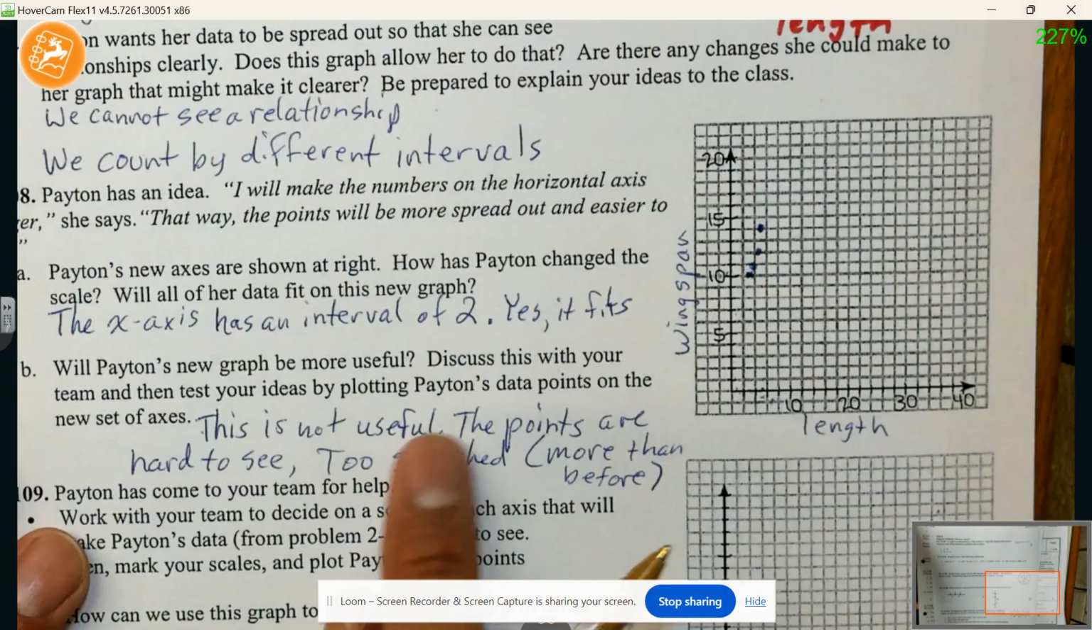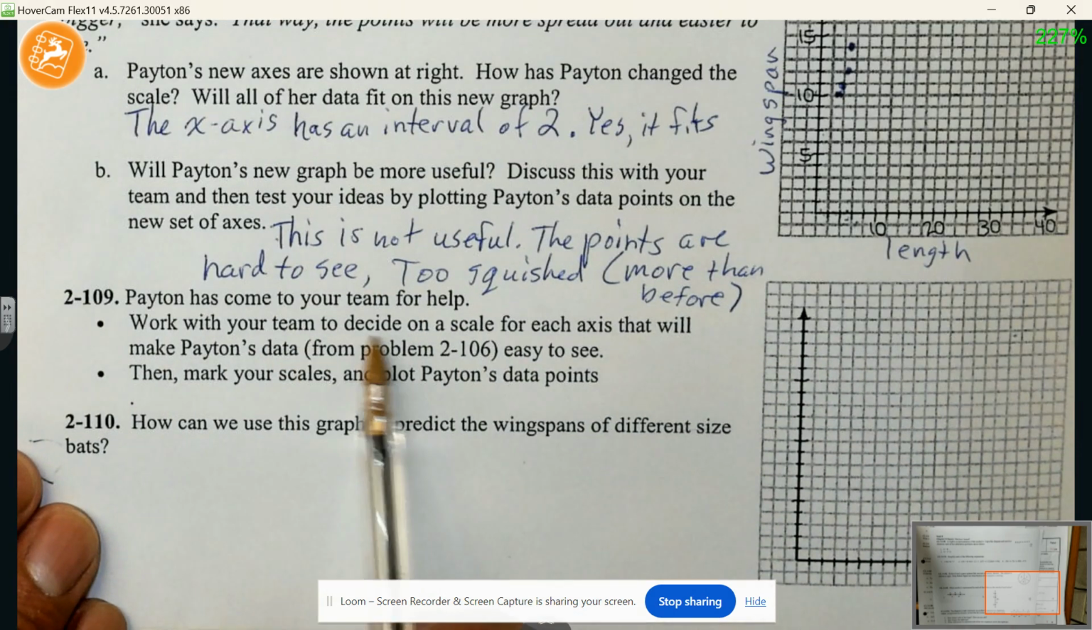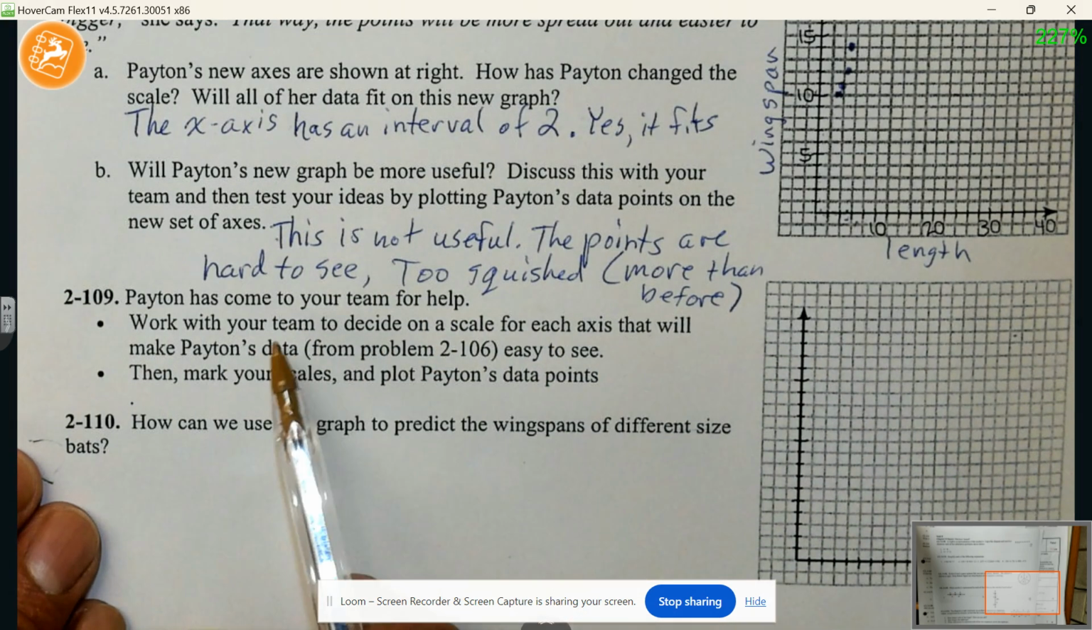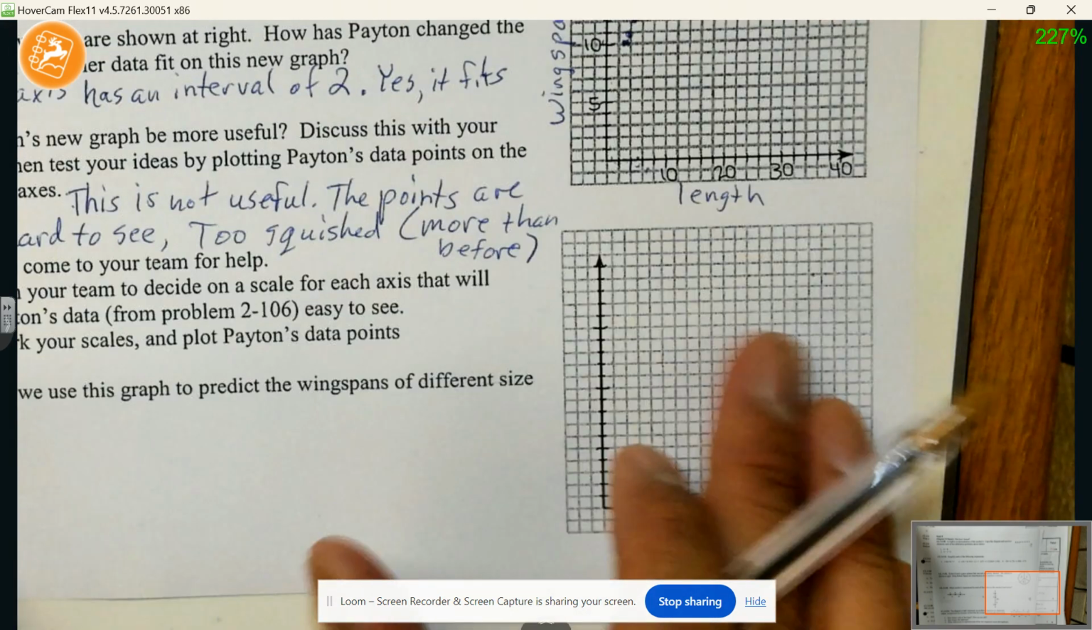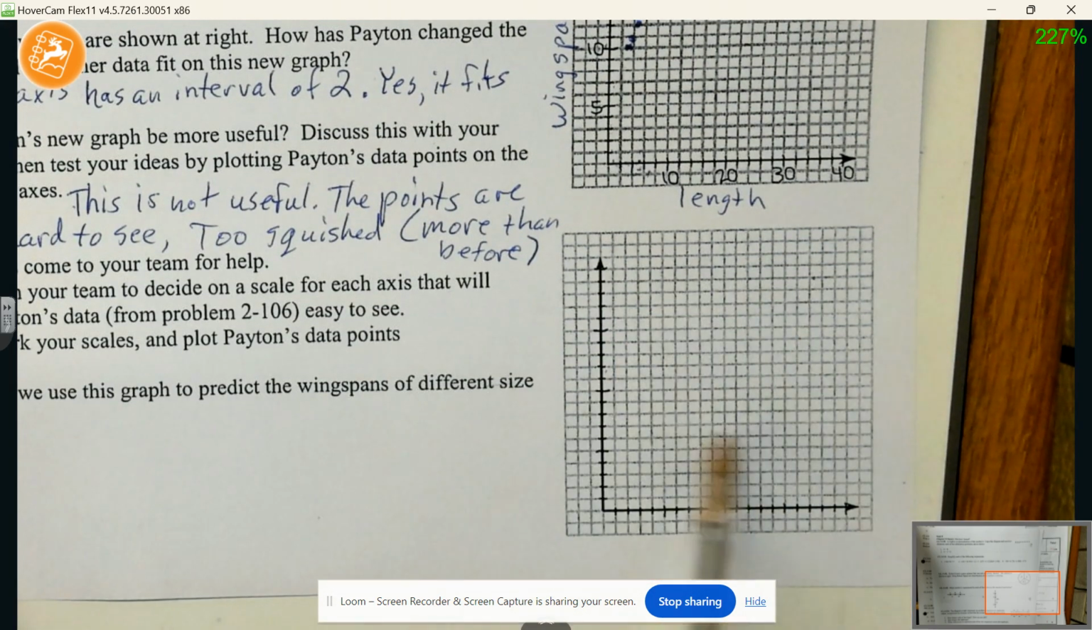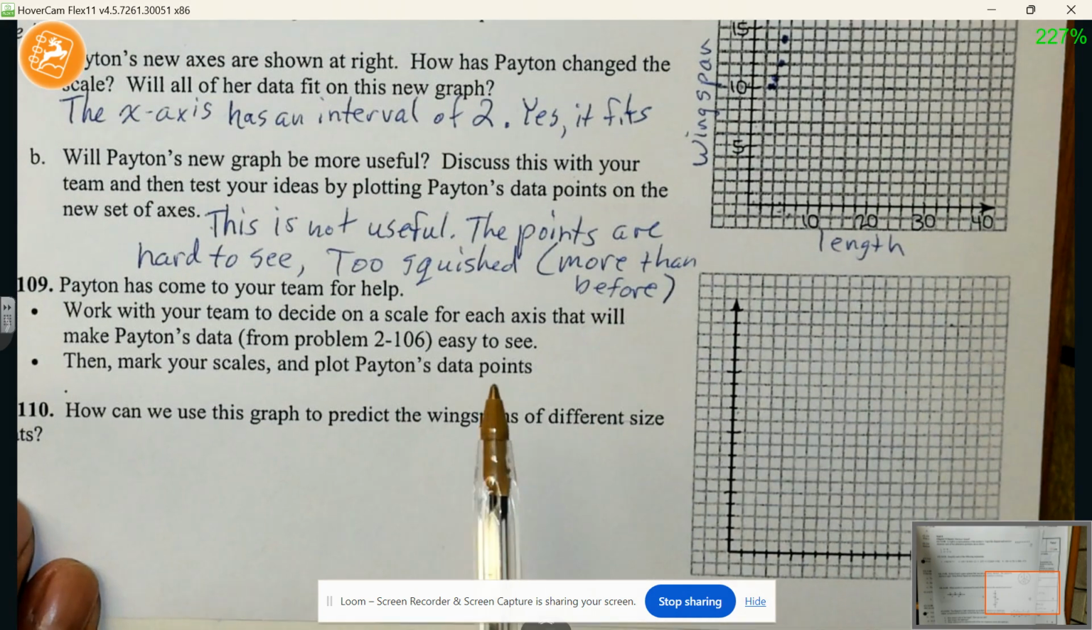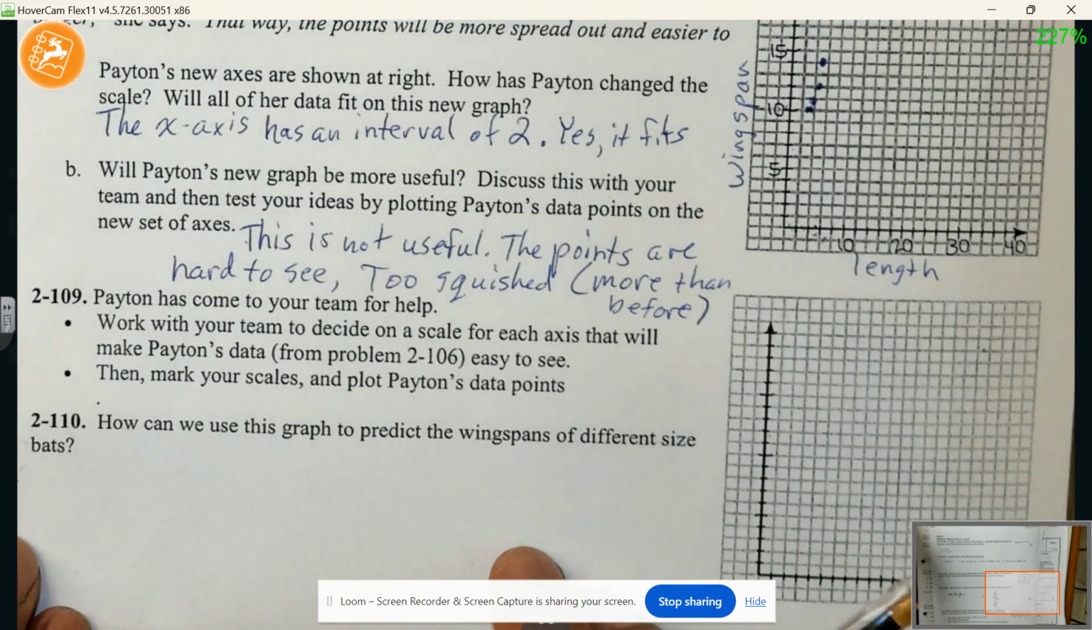So Peyton's come to us for help, and let's decide on a scale for each axis that we could use. Okay, so we need to make it so it's easy to see. How can we spread out this data, in other words? Okay, so what do you think?